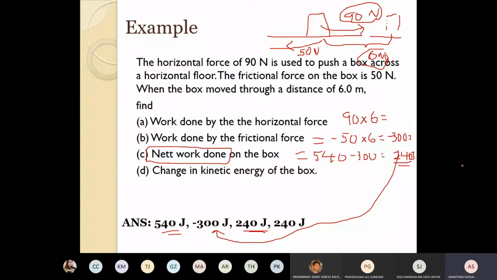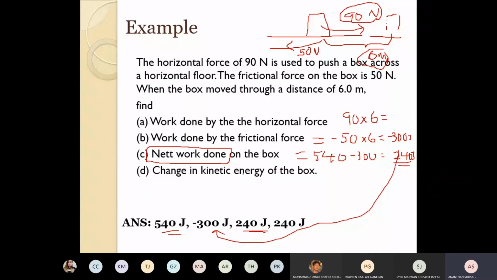So the 240 joule is going to be the gain in mechanical energy of the object. Mechanical energy means gain in kinetic or potential energy. The net gain is 240 only. A car moving forward with 90 Newton, but friction did negative work. Therefore, the net work is only 240. So the car only gained kinetic energy of 240. Less gain in kinetic energy.